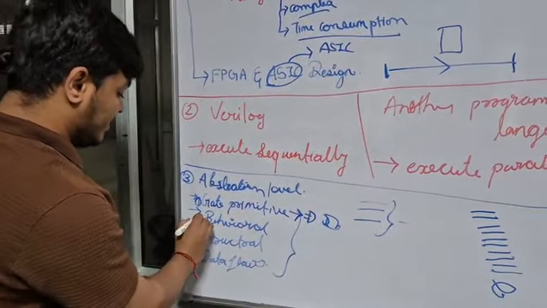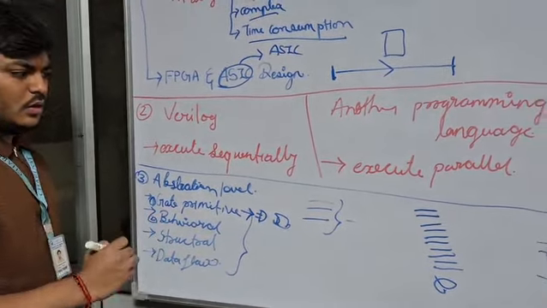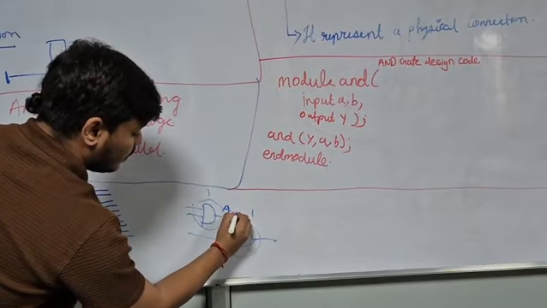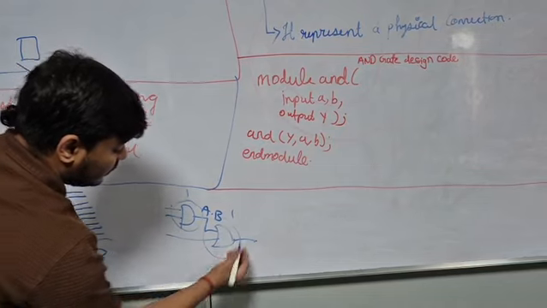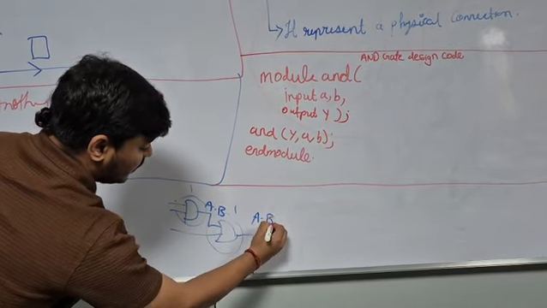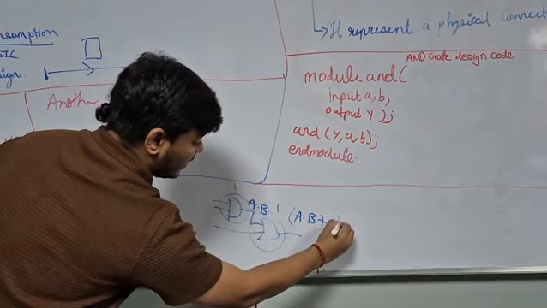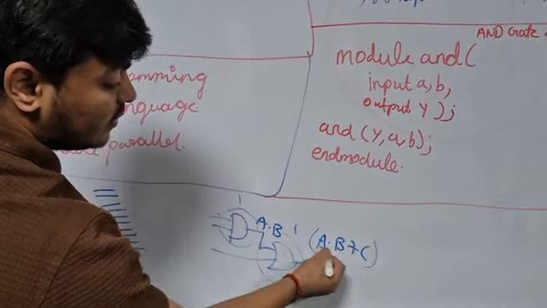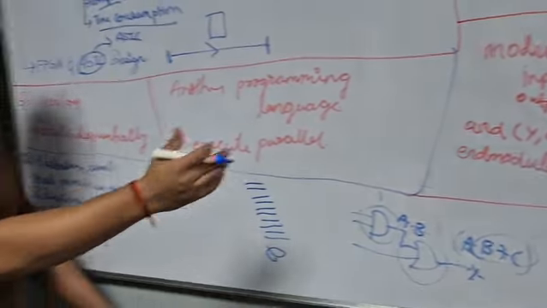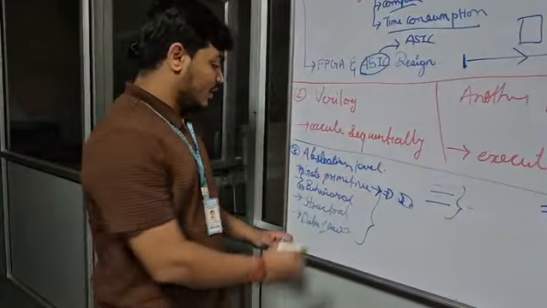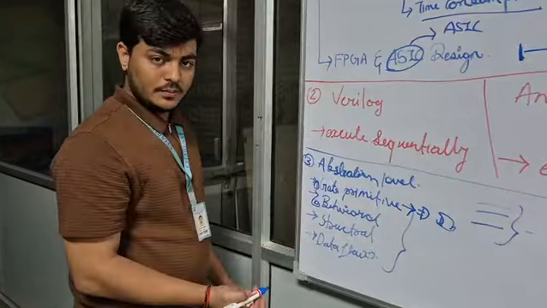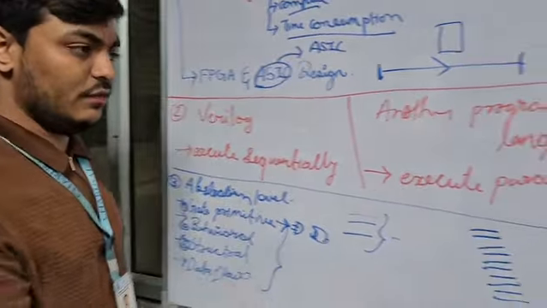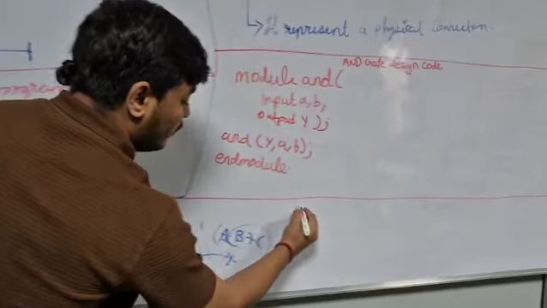The second is behavior. We can say that the behavior is Y equals A point B plus C. It is the expression of Y. By writing this expression, which is the behavior of this circuit, that is called behavioral modeling. Third is the structure, in which we have to design one full adder.